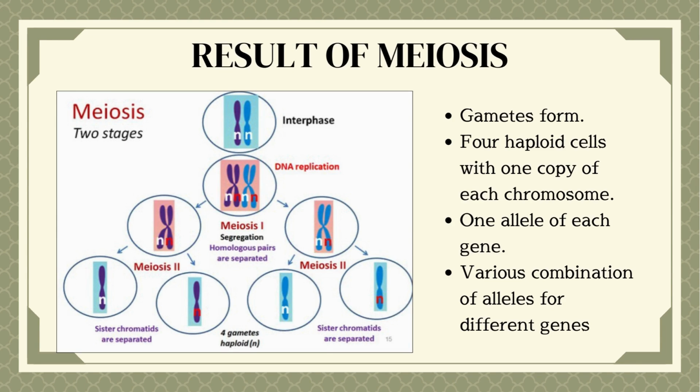Male gametes are called sperms. Female gametes are called eggs. Next, four haploid cells. Haploid meaning only 23 chromosomes. Four haploid cells with one copy of each chromosome. It also results in one allele of each gene and various combinations of alleles for different genes.